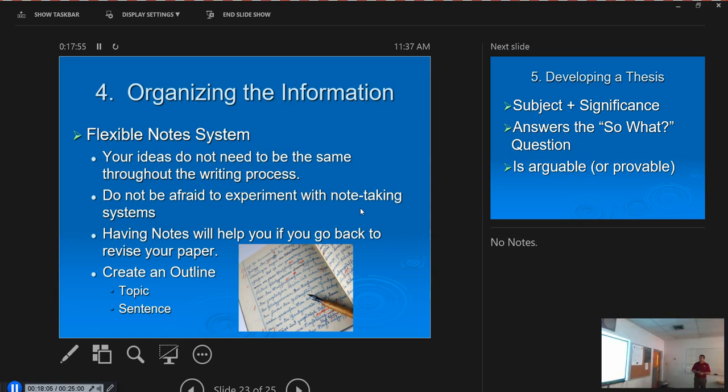Okay, organizing the information. Have a flexible note system. Your ideas do not need to be the same throughout the writing process. The writing process is fluid. Things can change as new ideas occur to you. Do not be afraid to experiment with note-taking systems.